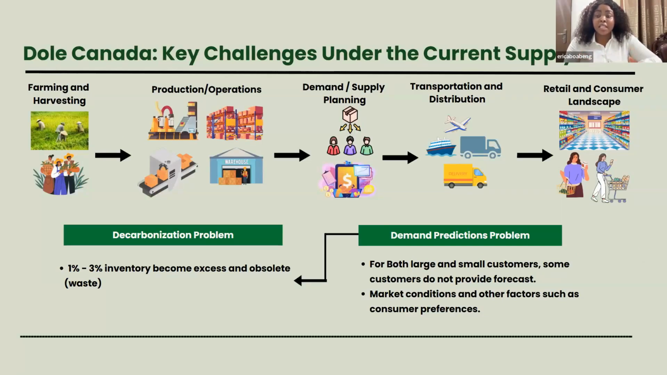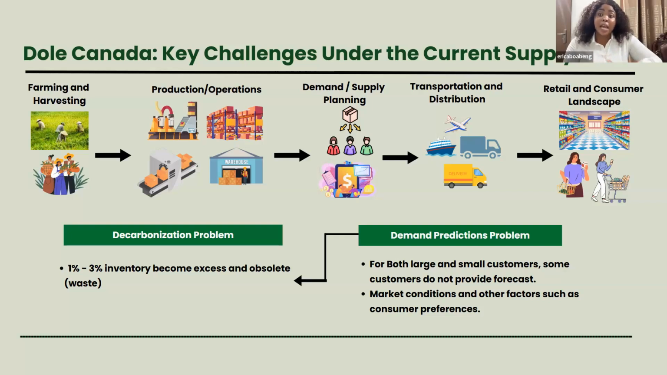So I would walk you through the current supply chain and also what the current problem is. So as you can see, this is a visual representation of the current supply chain. And basically they get their products from the farm and move it to productions and operations. They go through the demand and supply planning stage, and then they transport it. And then finally it gets to their retailers and customers.